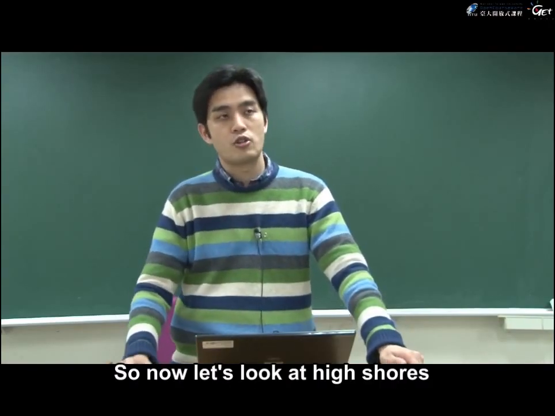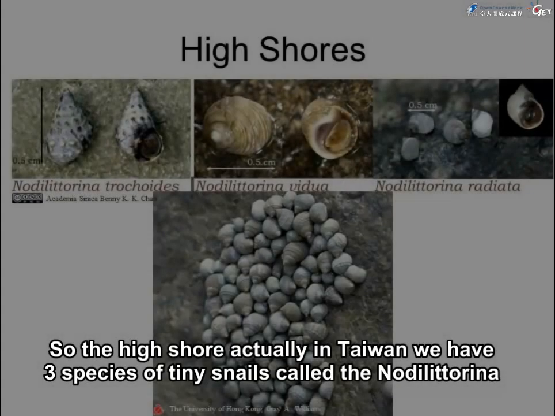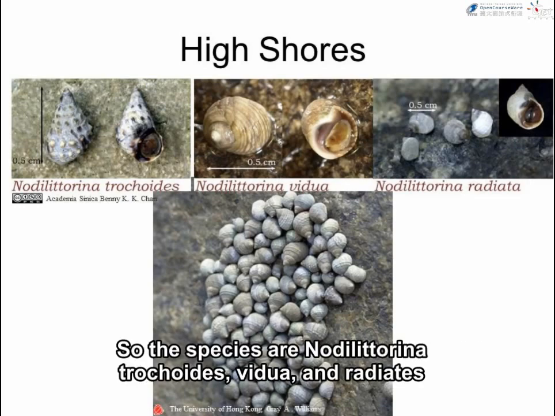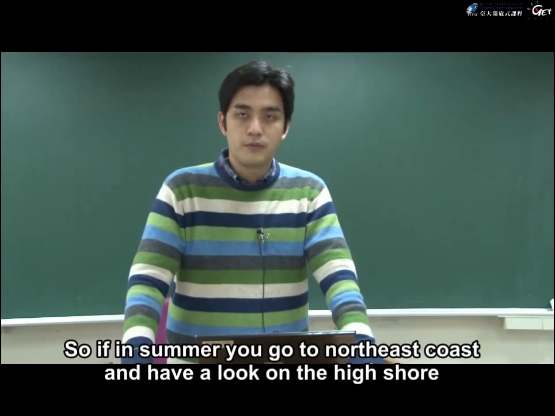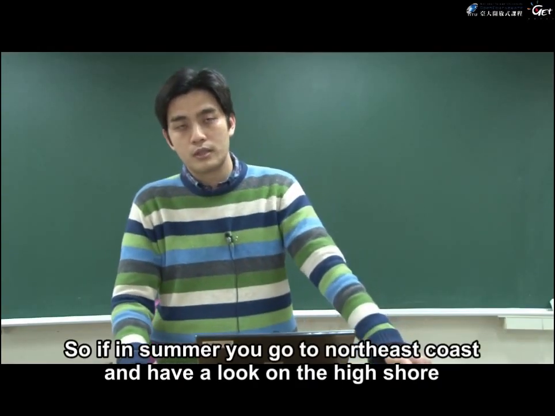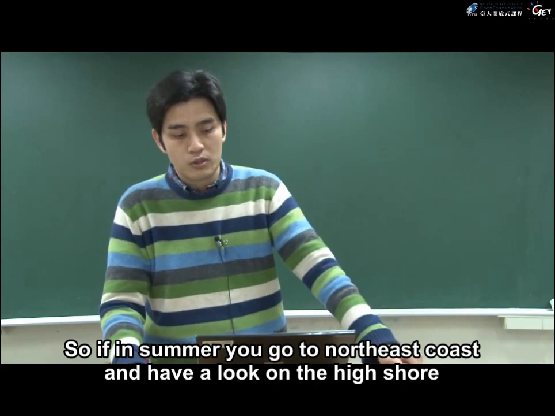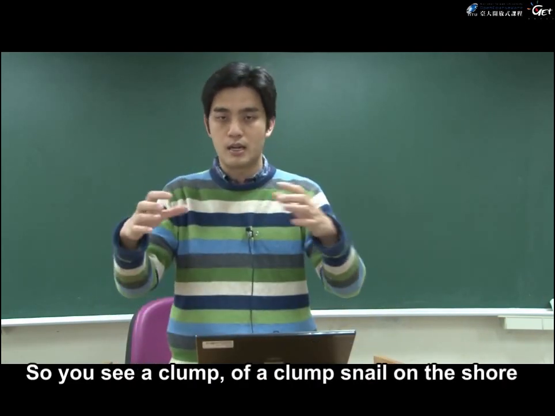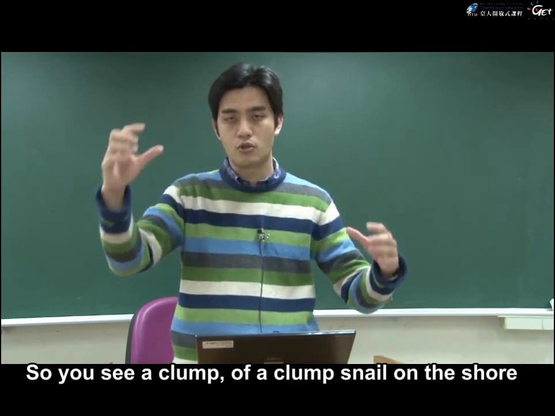So now let's look at the high shore. In Taiwan, we have three species of tiny snail called Nodilittorina: Nodilittorina trochoides, pyramidalis, and radiata. If you go to the northeast coast in summer and look on the high shore, you will see these snails clumped together. You see a clump of snails on the shore.